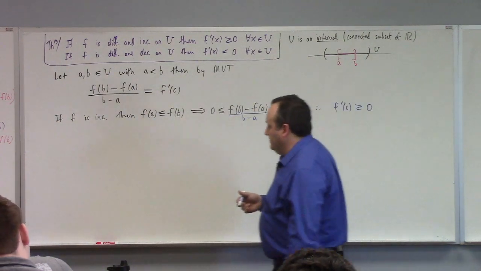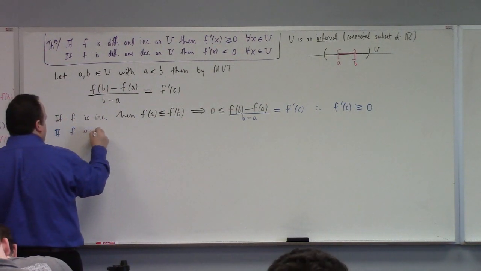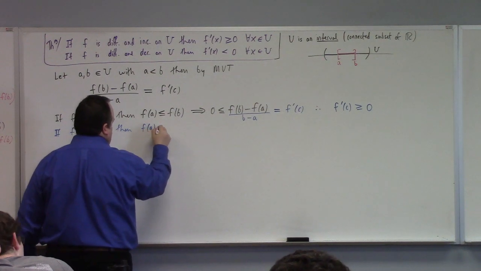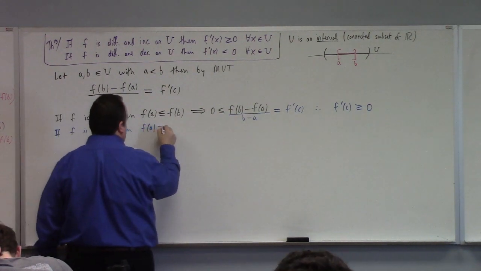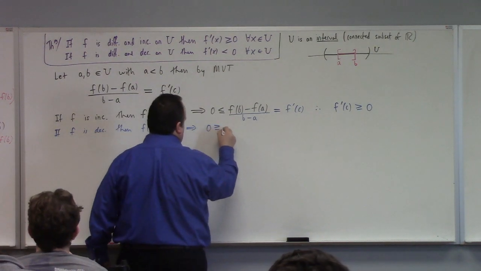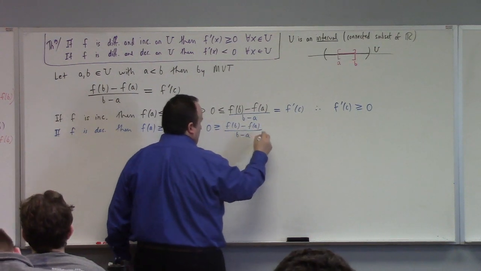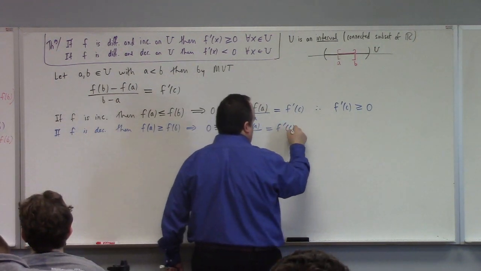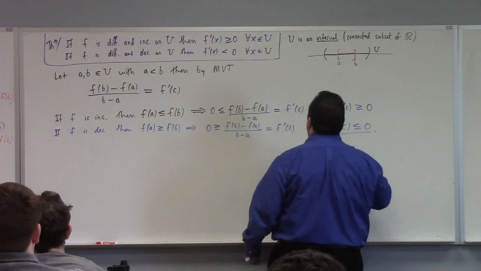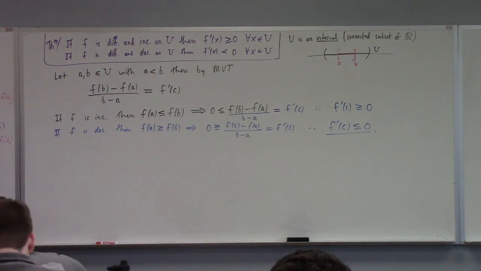And likewise, if f is decreasing, then we have f of a is greater than or equal to f of b, which implies that 0 is greater than or equal to f of b minus f of a over b minus a, which is f prime of c. Therefore, f prime of c is less than or equal to 0. All right, great. That's it. So now this is the simple test.